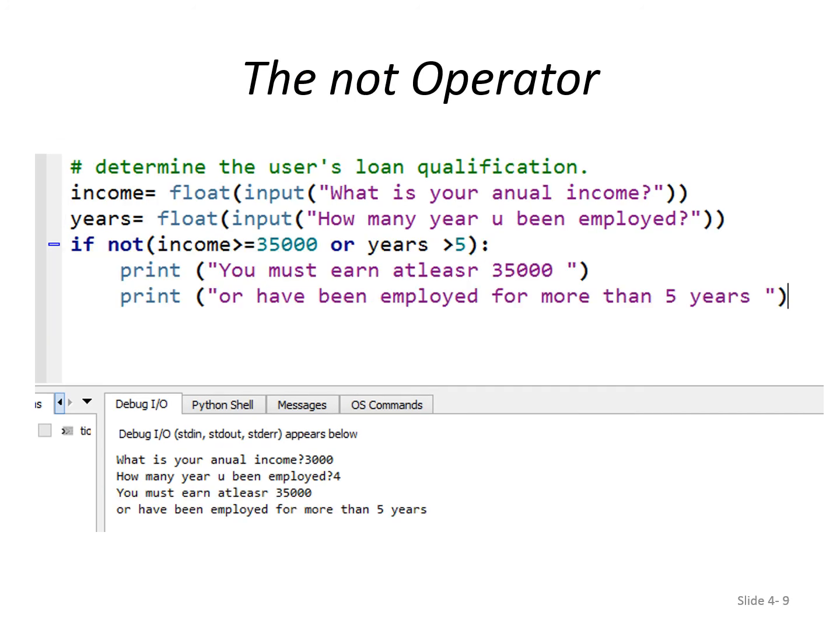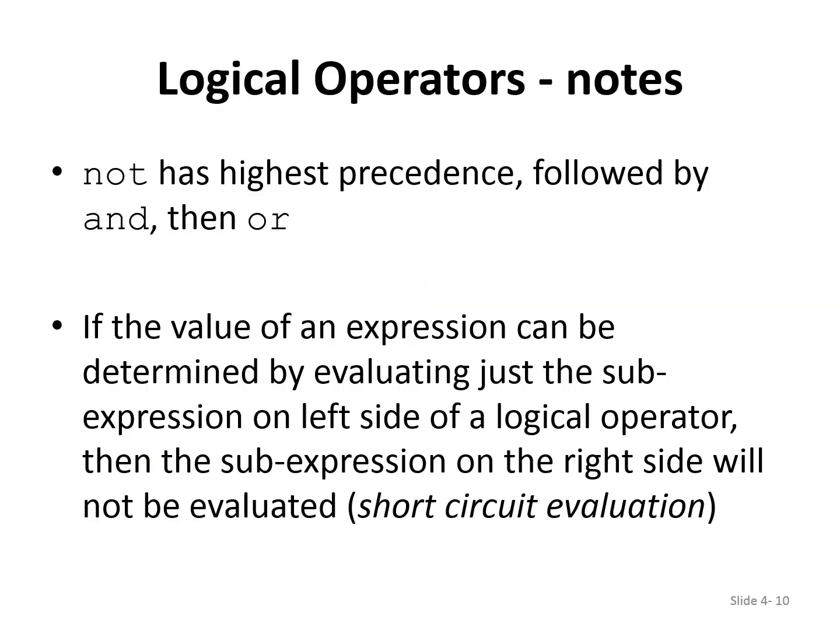And not determines the user's loan qualification. Again, the same thing with the user's income and how many years employed. Let's say the income is not greater than or equal to 35,000 or the years is not greater than 5, then it will print you must earn at least 35,000 or be employed more than 5 years. Here you can see the user gave 3,000 and also 4. So you will tell the user to earn at least 35,000 or be employed more than 5 years. If the condition is not fulfilled, it will print this.